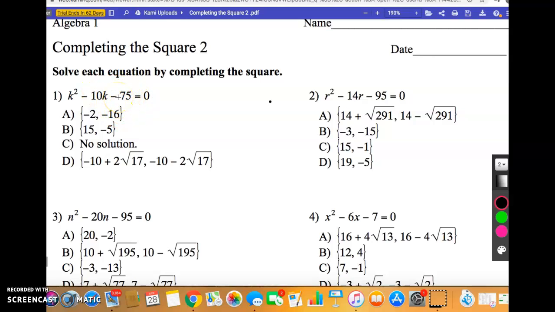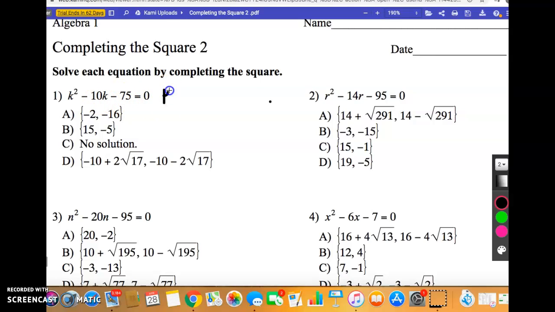So really what you want to focus on first is this B term. And if you notice, all of these b terms are going to be even. So they're all divisible by 2. So -10, -20, -6, -14, they all divide by 2. All right, so what we're going to do is move the c term over first and then focus on that b term.